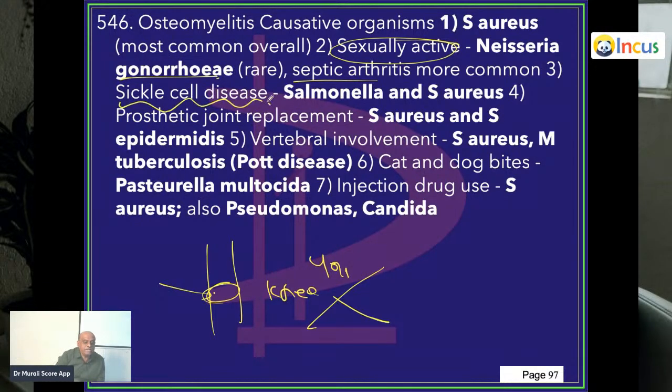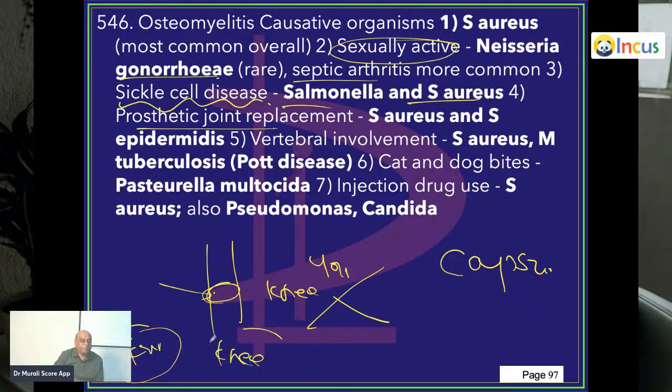Then sickle cell disease: Salmonella, and Staph aureus is the most common organism because they are capsulated organisms. Prosthetic joint replacement is very common. Tomorrow, Dr. Sai becomes an orthopedic surgeon doing knee transplantations, cut, cut, entire Kurnool district, no knee left over. If you plan for that, after prosthetic joint replacement you should be careful. Staph aureus and Staph epidermidis are very common.